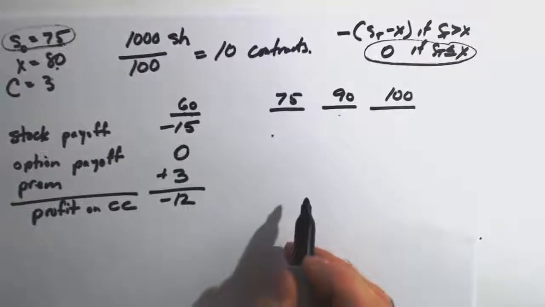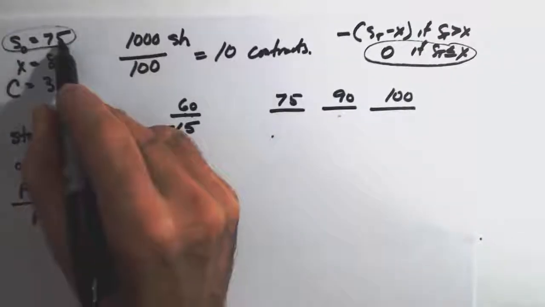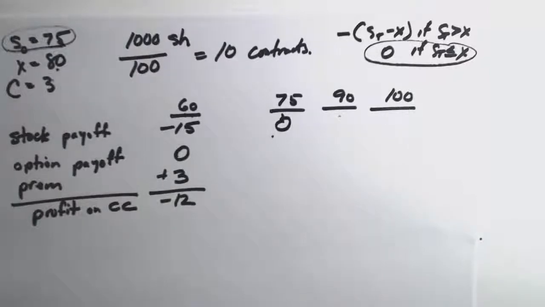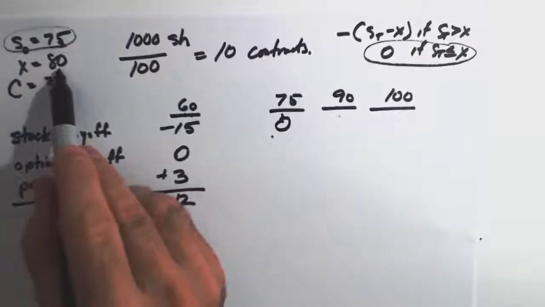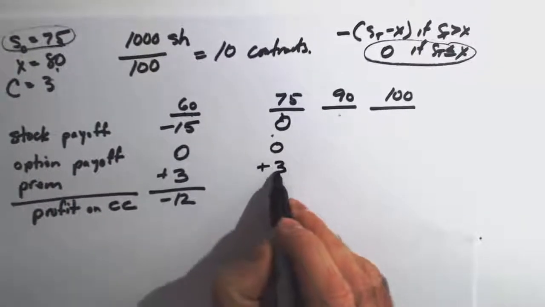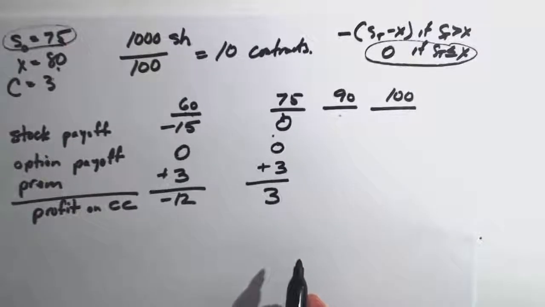Okay. Now let's look at what happens when the stock is at 75. When the stock was at 75 and it's now at 75, we break even on the stock, 0. The stock is still below the strike, so the option is still out of the money. You collect the $3 premium, and you're at a $3 profit at 75.